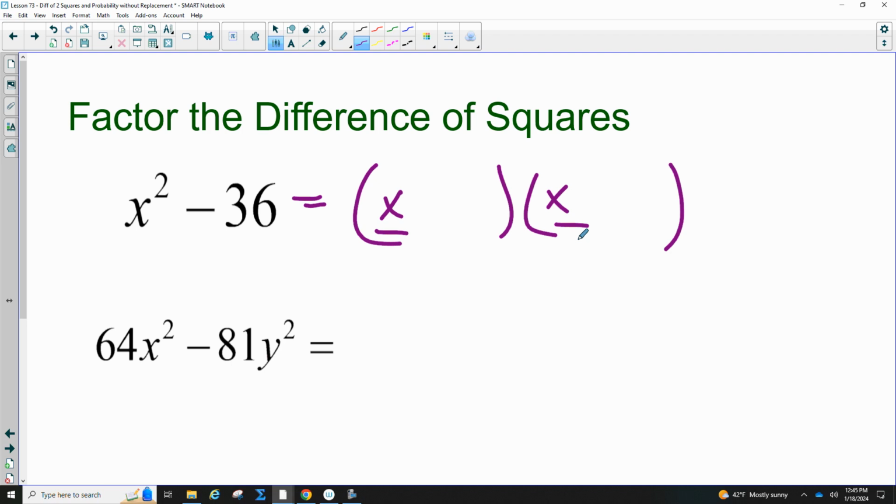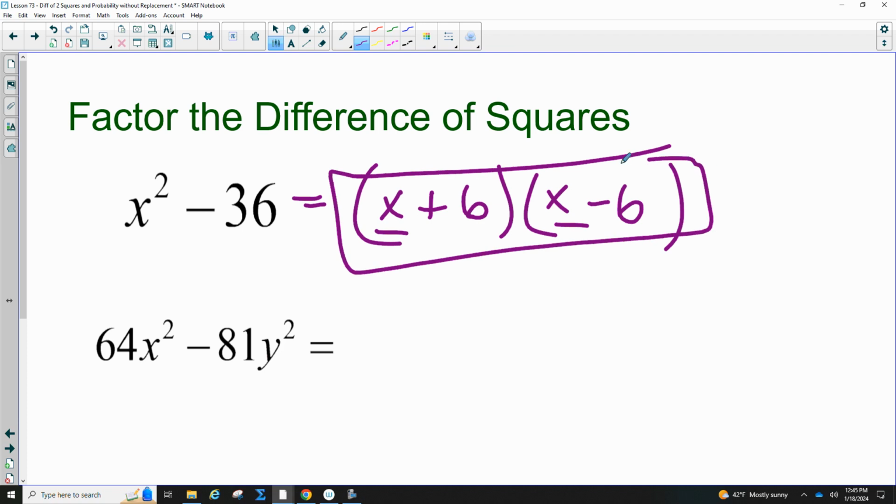So what would this one be? Plus 6 and minus 6. They have to be opposite signs. That way they multiply to negative 36 and add to 0 because there's no middle term, right?